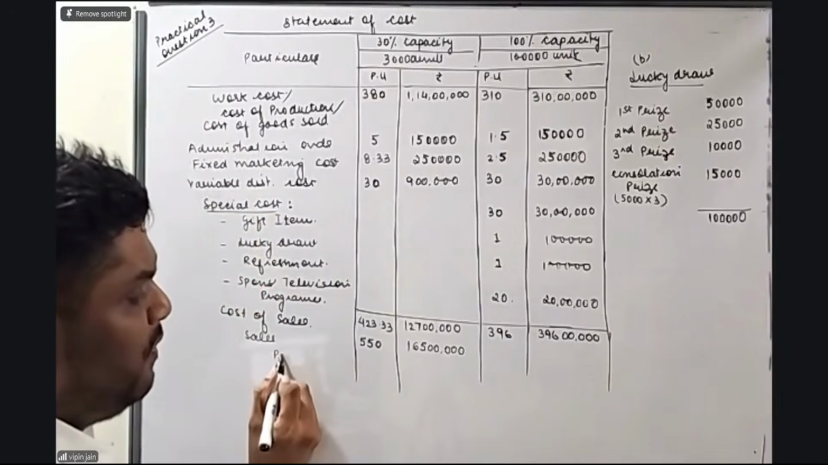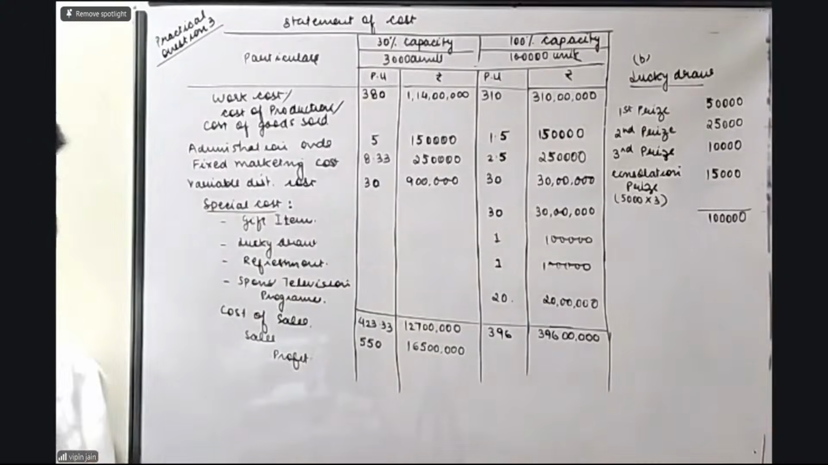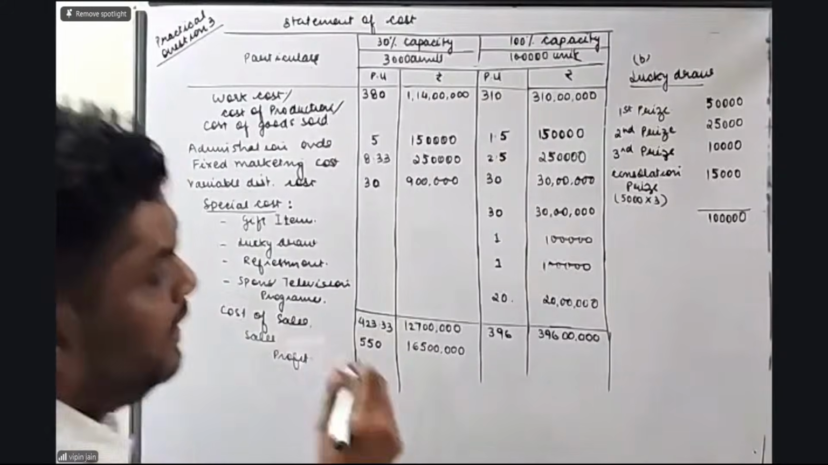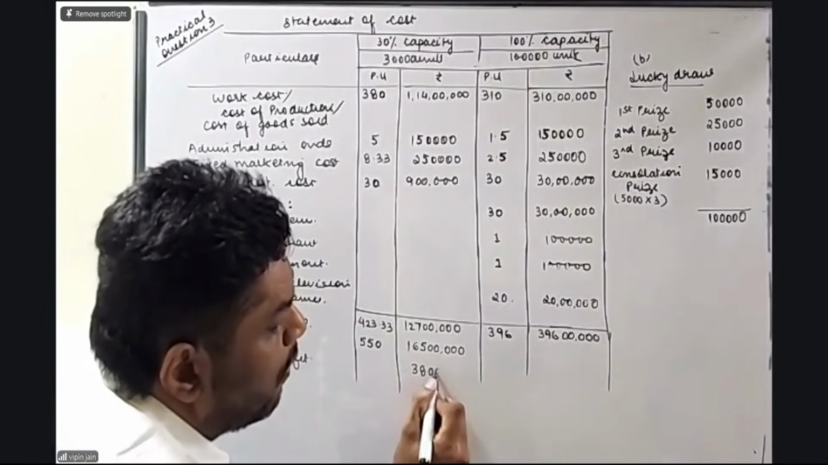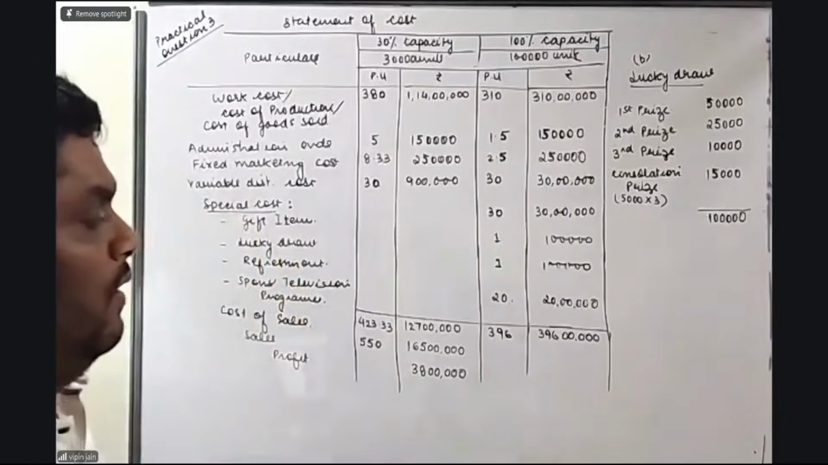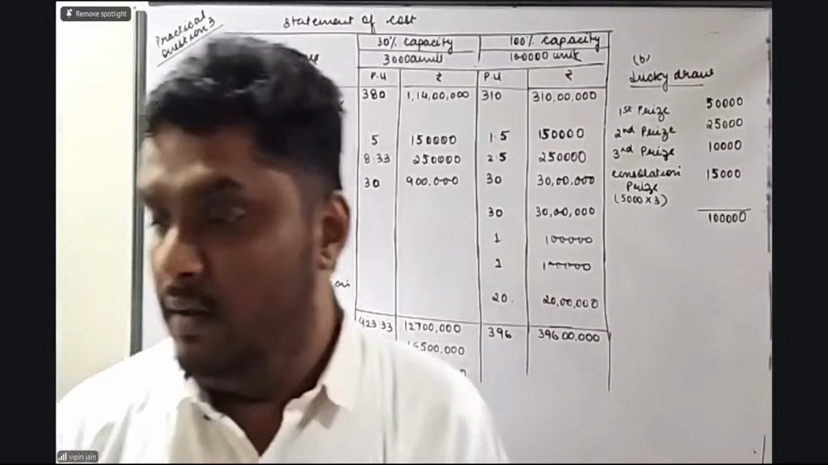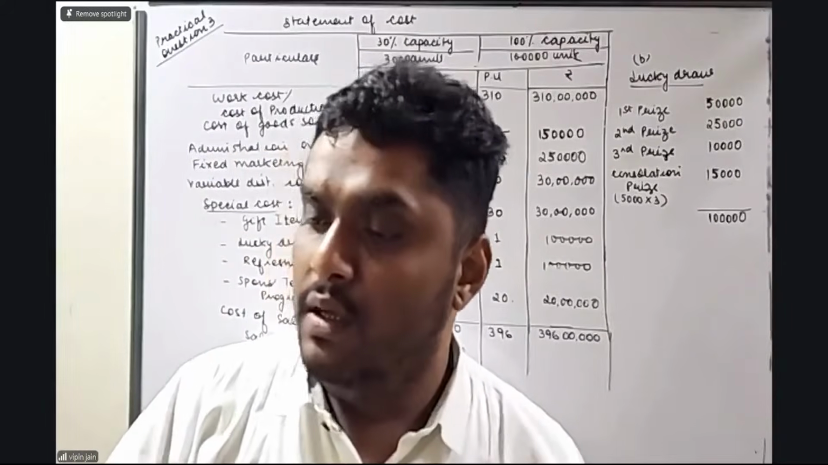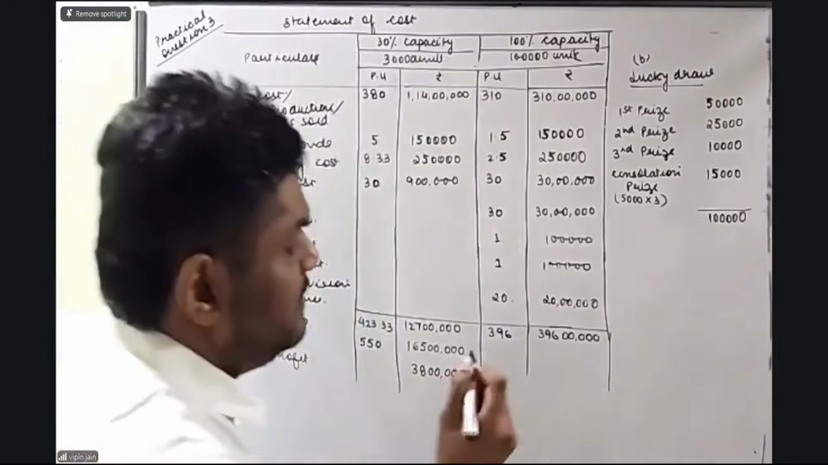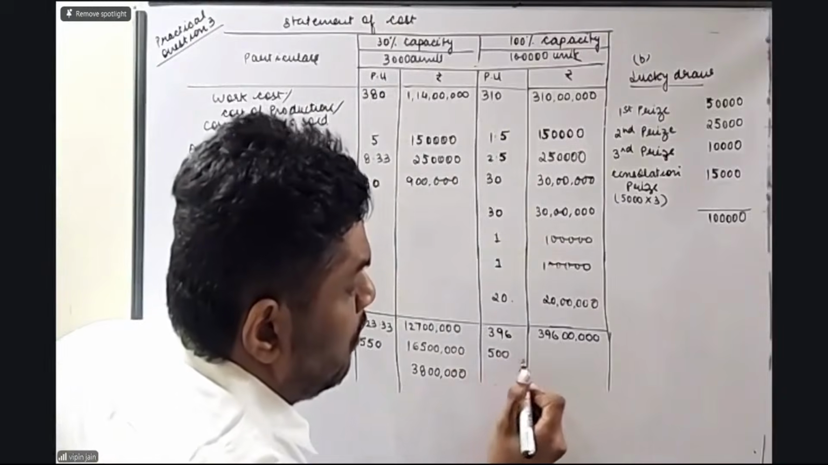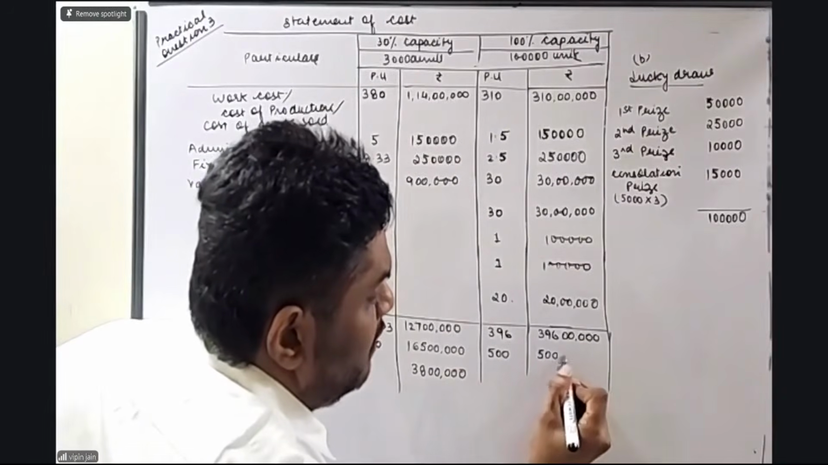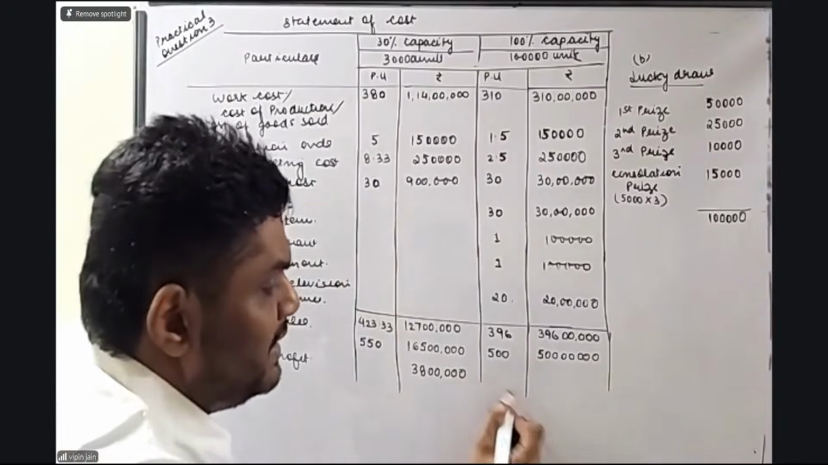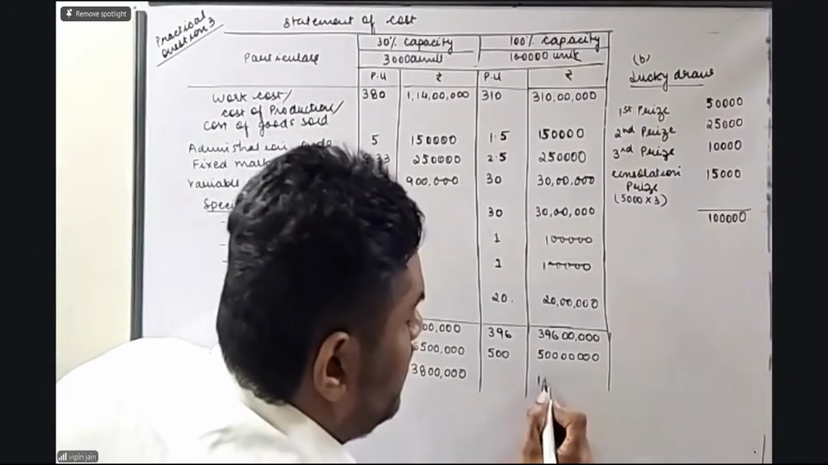So in this case, my profit will be how much? 38 lakh. But moving to the other case, if they are planning to sell 1 lakh units, they can sell at 500 rupees. So this will be 5 crores. In this case, my profit will be 1 crore 4.